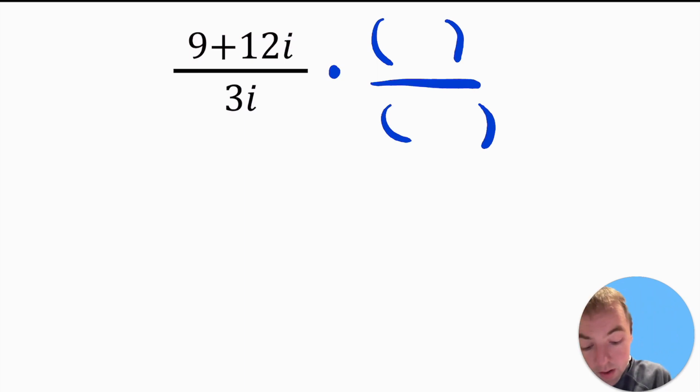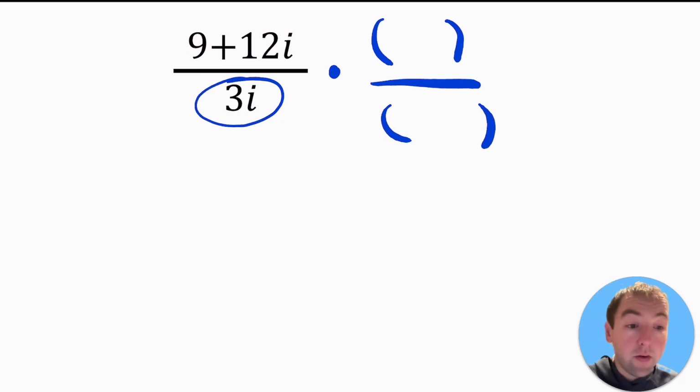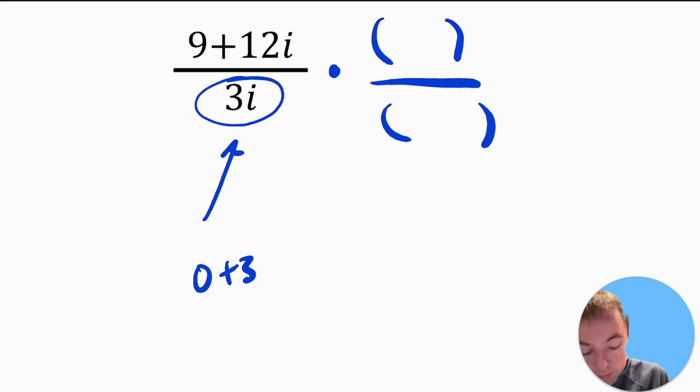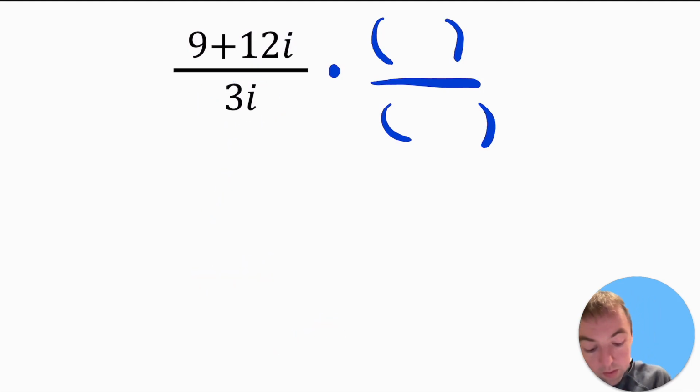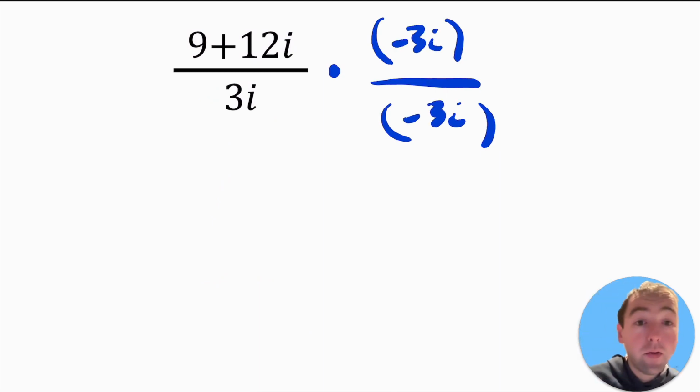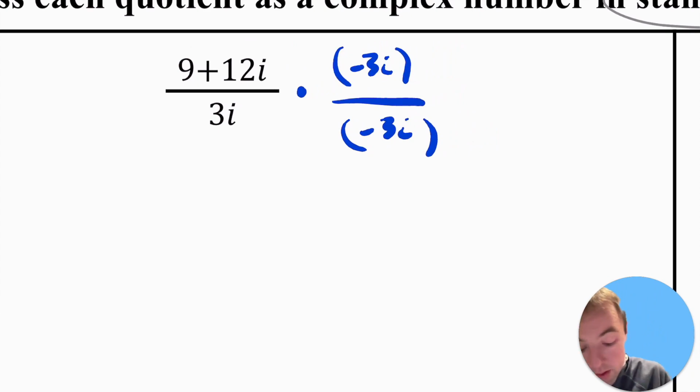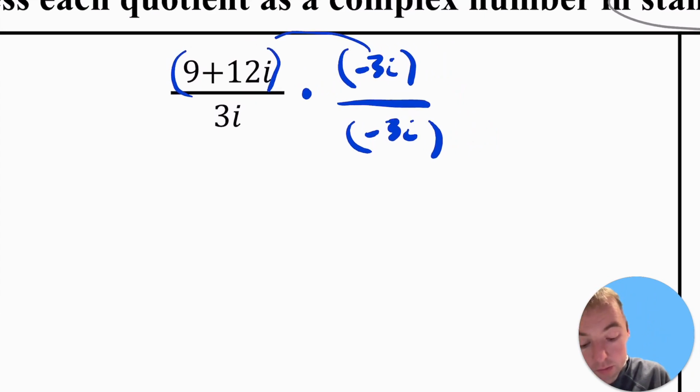What you want to do is look at the denominator, in other words the thing you're trying to divide by, and use the complex conjugate of that. So if you think of this number as 0 plus 3i, then its conjugate would be 0 minus 3i, or just negative 3i. So I'm going to use negative 3i over negative 3i, which is just equal to 1, and I'm going to multiply by that. If I put that in parentheses, the negative 3i is going to distribute to both of those terms.